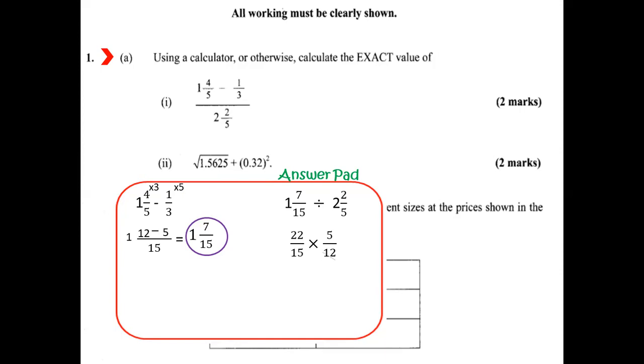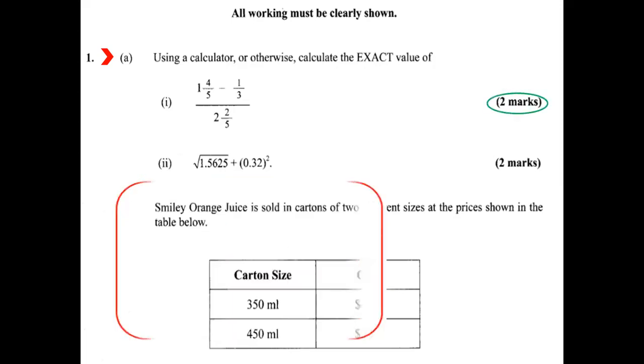Then we cancel what can be canceled. So 5 can cancel 15, right? And 2 can go into 12 6 times and into 22 11 times. And then we just multiply across for our remaining answers. So 1 times 11 is 11, and 3 times 6 is 18, for 2 marks. All right, very good.